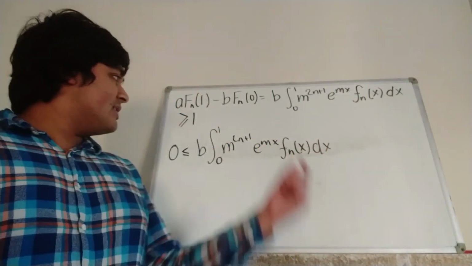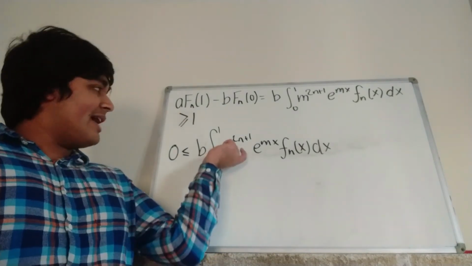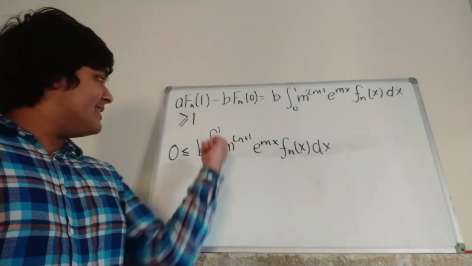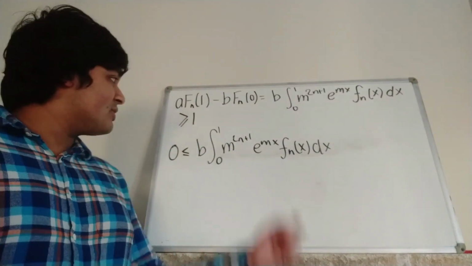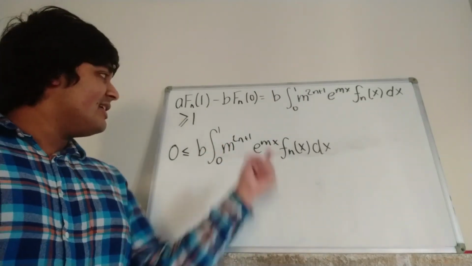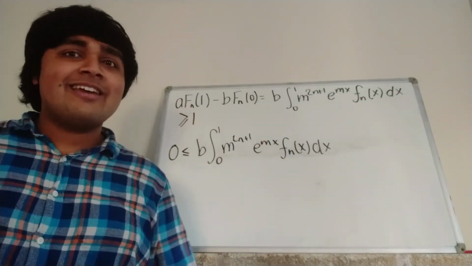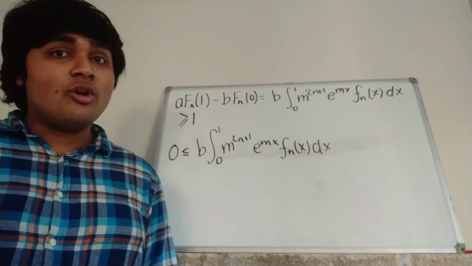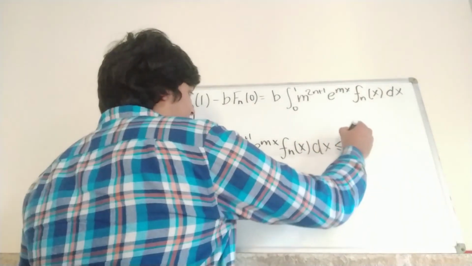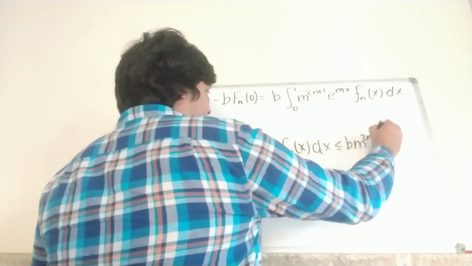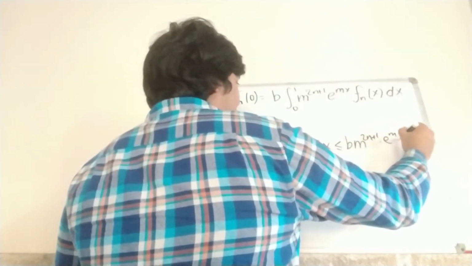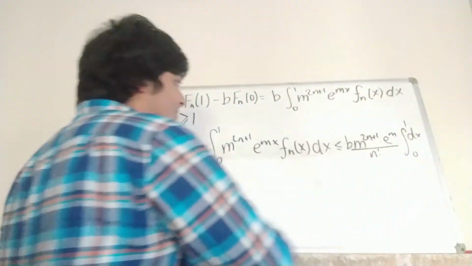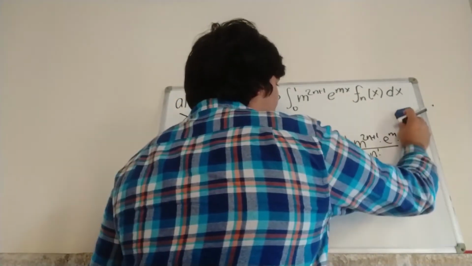Okay, but what we can do is just apply an upper bound to this, because we know that m to the 2n plus 1 is just a constant, so in fact we can just take that out of the integral. But e to the mx, that's bounded in this interval 0,1 by e to the m, because obviously e to the mx is a monotonic increasing function, and thus in this interval it attains its maximum at x equals 1, and takes value e to the m. And we showed that fn of x is at most 1 over n factorial, so this guy here is less than or equal to b times m to the 2n plus 1 times e to the m, divided by n factorial, and then times the integral from 0 to 1 of dx. But of course the integral from 0 to 1 of dx is just 1.